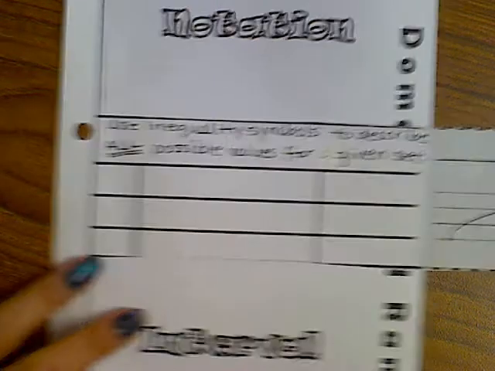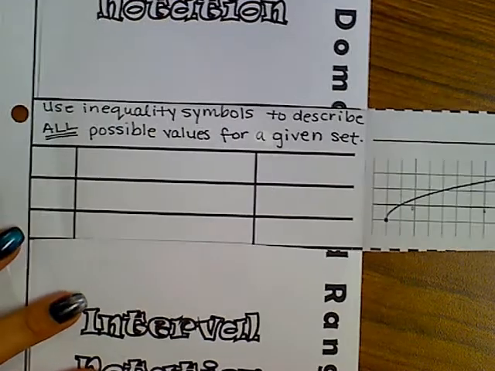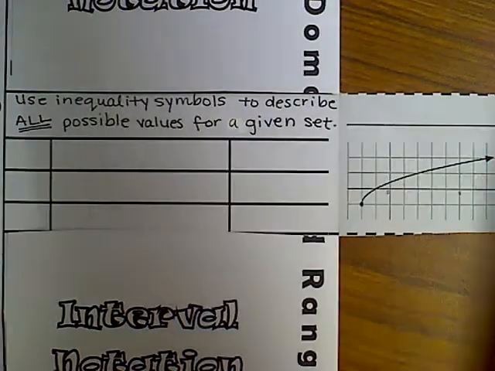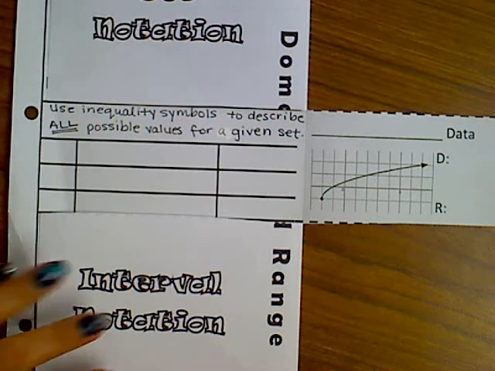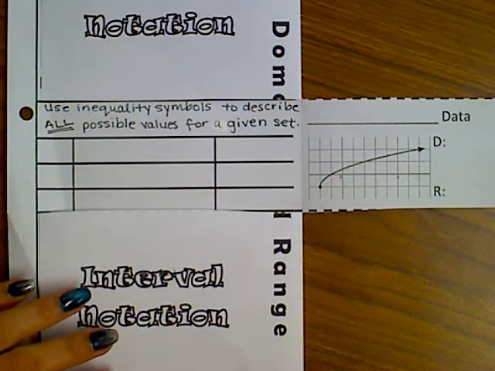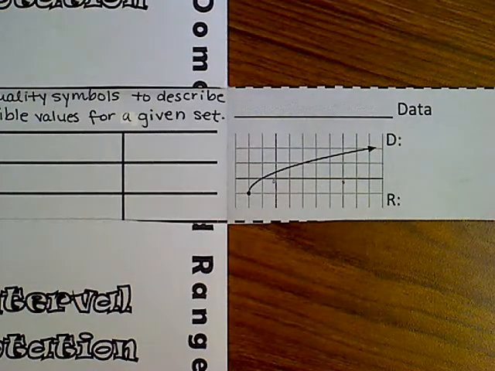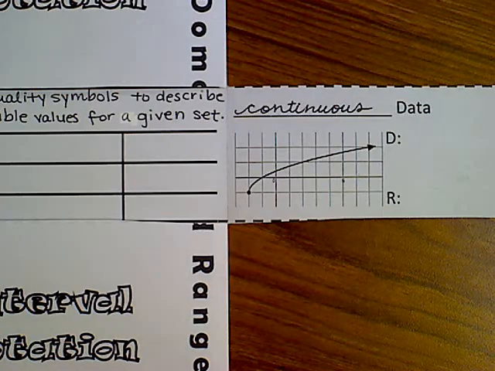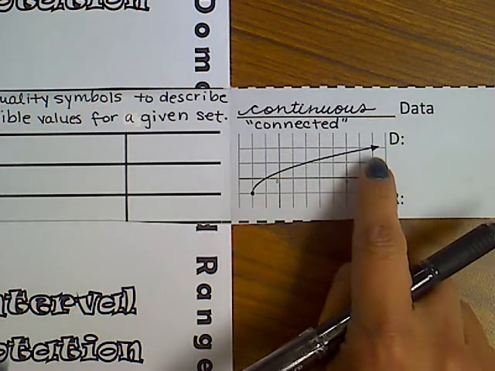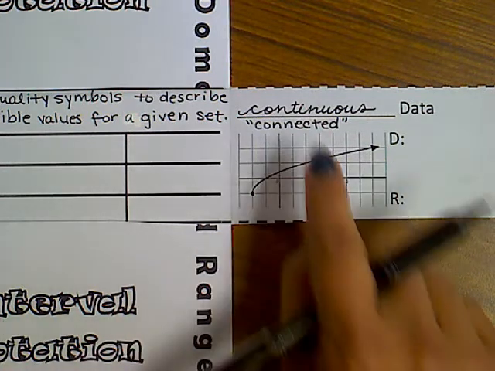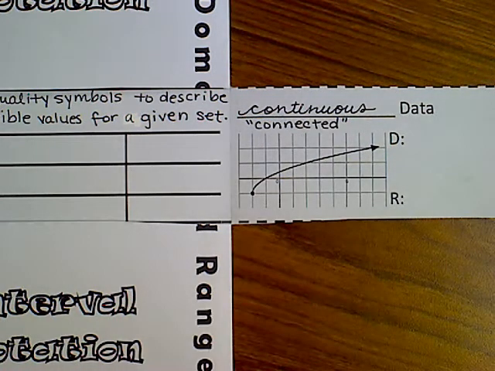Now, just like last time, we had taken a look at our example here, and you'll notice that we have a graph here, and we would say that this data is continuous data. It is connected. A very common misconception is continuous means it has an arrow. That is not true. Continuous is connected, just like we stated on the page.